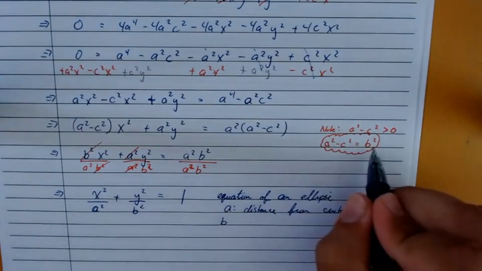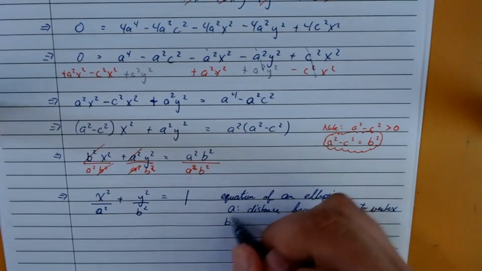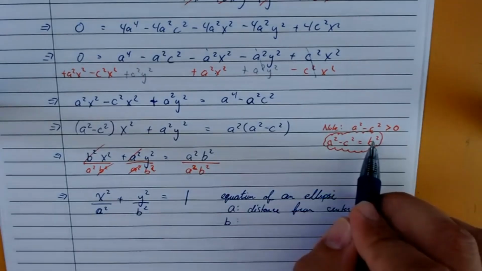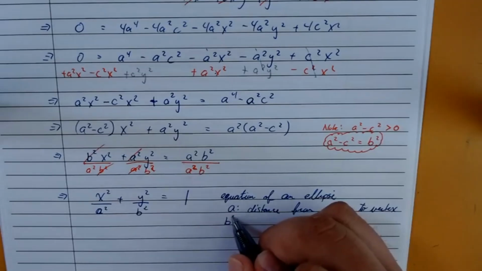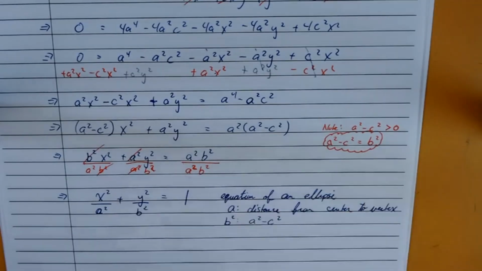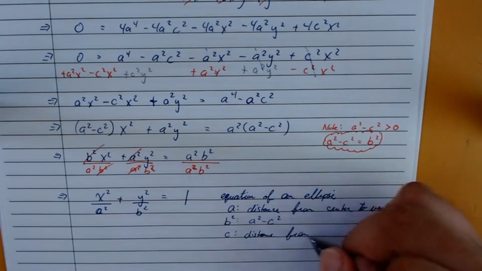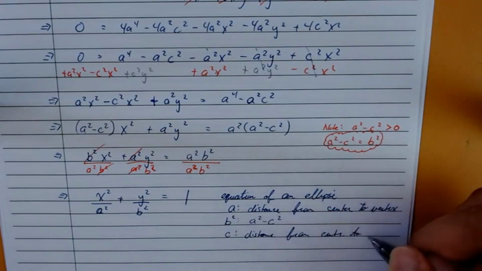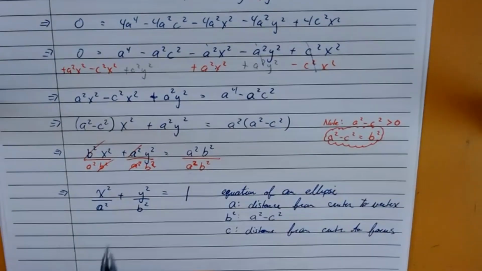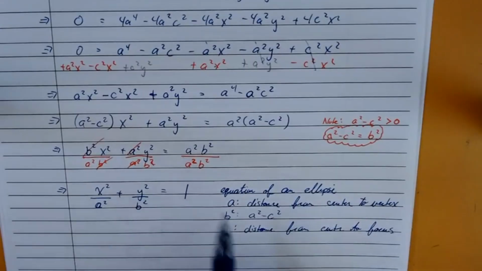That is the distance from the center to the vertex, either one. And b, well, I should say b squared, because that's what we have down here. Let me write that as b squared is equal to a squared minus c squared. And c is the distance from the center to a focus. Which means that if you can determine the distance from the center to the vertex and from the center to the focus, putting those together will give you what b is, and that will uniquely determine the equation of your ellipse.